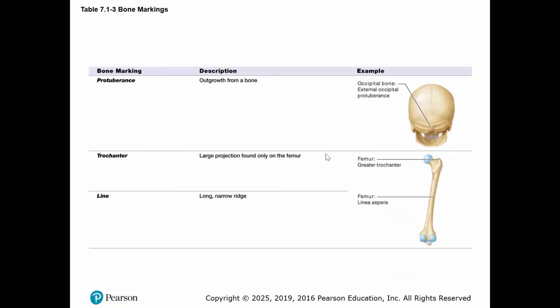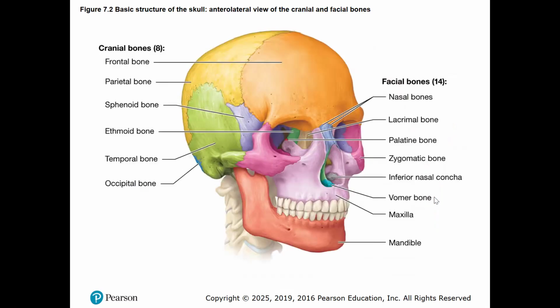So think about an attachment point for a muscle, the origination point of a muscle. A trochanter is a large tuberosity, and that's only found here on the femur, okay, because it is the largest bone in the body. And then you have a line, a narrow ridge here. So those are bony prominences or bone markings.